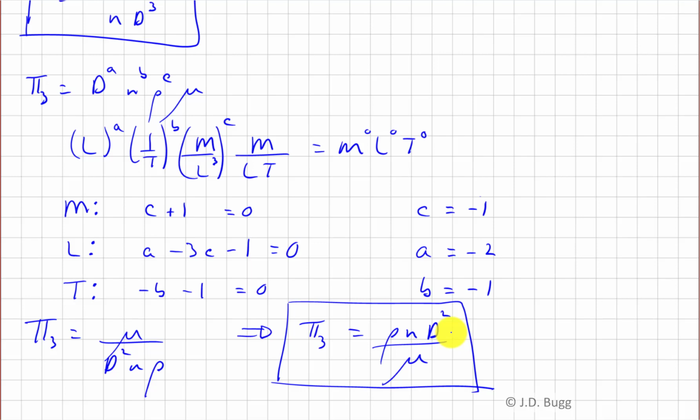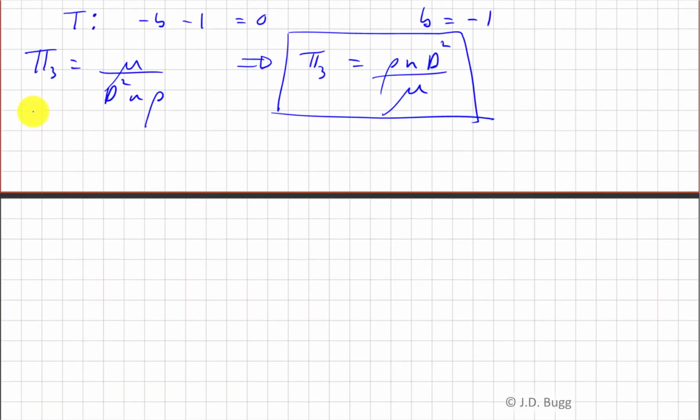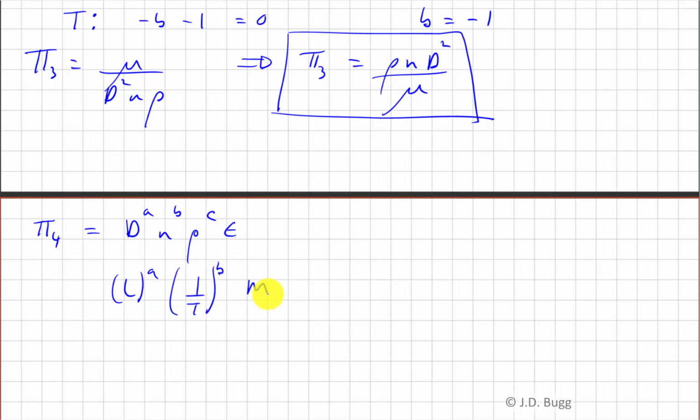So that's the first 3 dimensionless groups, and the fourth one happens very, very quickly here. The fourth one, again, same three repeating variables. Epsilon is our last remaining independent variable here. So we get L to the A, 1 over T to the B, M over L cubed to the C. That's the same as always. Epsilon is just L, and this has to be dimensionless. This is one of those cases where the parameter we've put here is just a length scale.